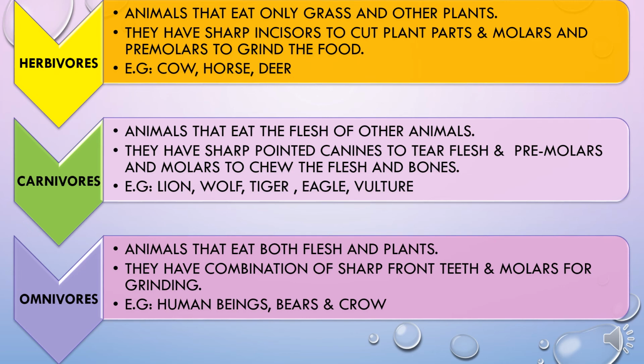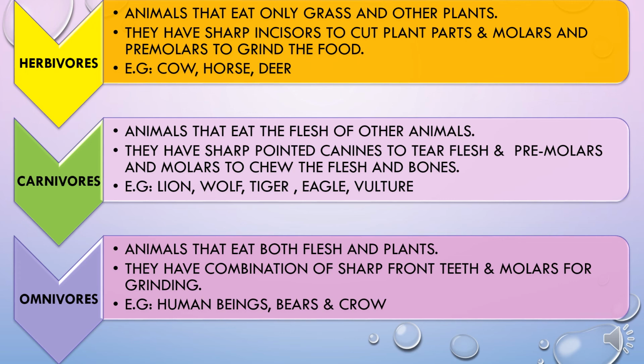Herbivores. Animals that eat only grass and other plants are called herbivores. They have sharp incisors to cut plant parts and molars and premolars to grind the food. They do not need any sharp teeth to tear because they are grass-eating animals. Examples: cow, horse and deer.